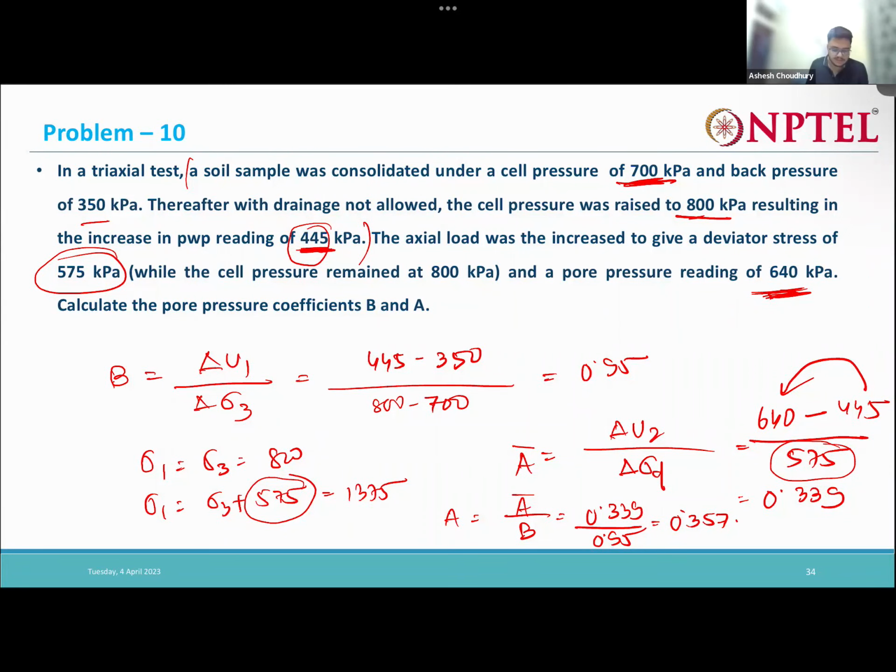Okay. Quite simple. We just have to read the question very carefully and see what is happening. First is the consolidation stage: only cell pressure is applied. Cell pressure increased from 700 to 800, and due to this my pore pressure increased from 350 to 445. Using this, I got my B value. Second is my A, which comes from the deviatoric stage. Due to the increasing deviatoric stress from 0 to 575, my pore pressure increased from 445 to 640. Using that, I got my A bar.